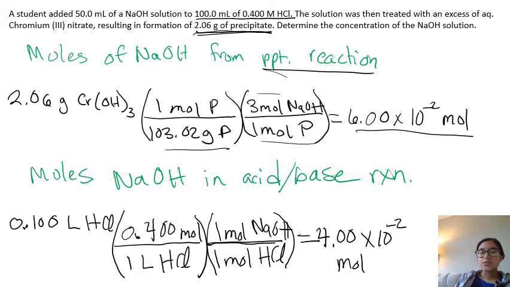Now for the sodium hydroxide in the acid-base reaction, same principle, you want to get to moles before you use the stoichiometry. In this case, because we're given volume and molarity, we're going to use that to get the moles instead. So we've got 0.100 liters of HCl, and we're multiplying that by the molarity of the HCl. Then we're using the mole ratio, which is just 1:1, and that will give you 4.00 times 10 to the negative 2 moles in the acid-base reaction. To get the total, we just need to add these two together.